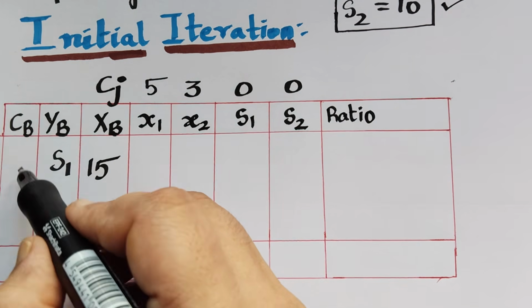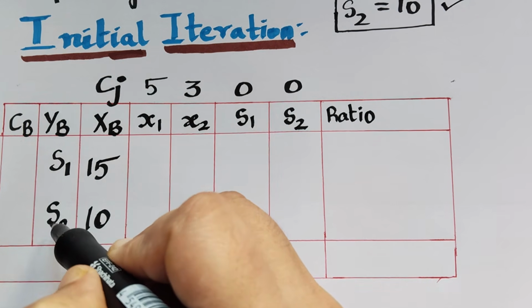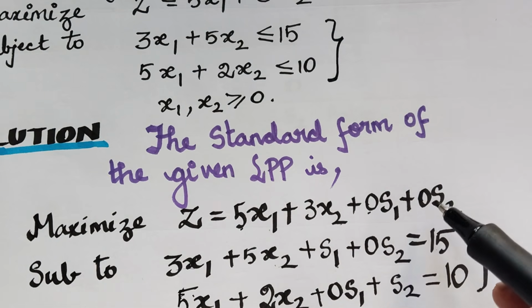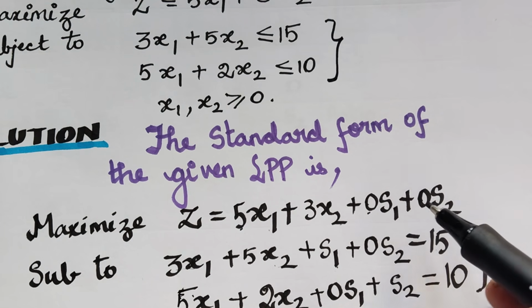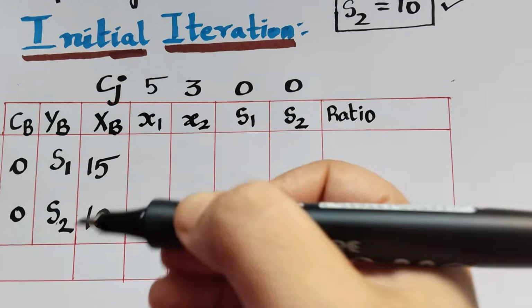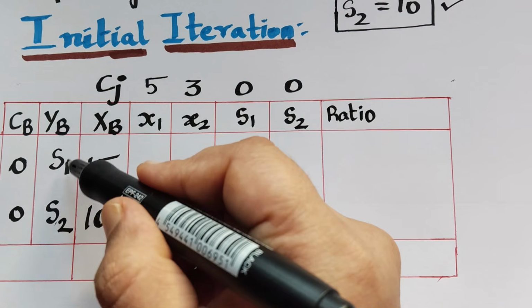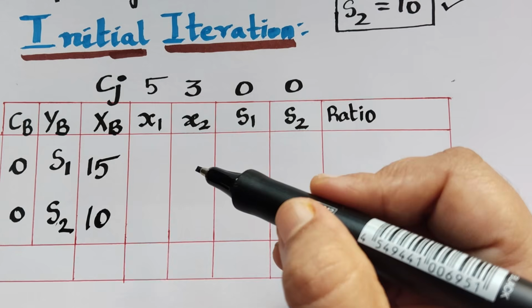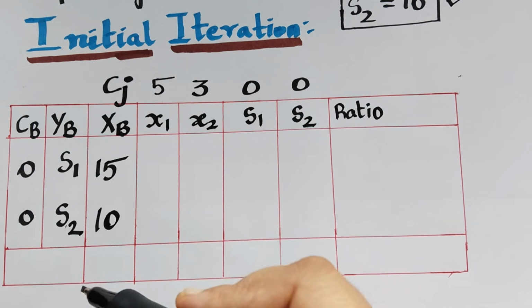Then CB gives us the cost of S1 and S2 in the objective function. In the objective function, the cost of S1 and S2 are its coefficients, which are both 0. So that we have to write here. So 0. As we do the further iterations, this column will be changing, and accordingly the CB values will also change. So you will understand it when we perform the iterations.